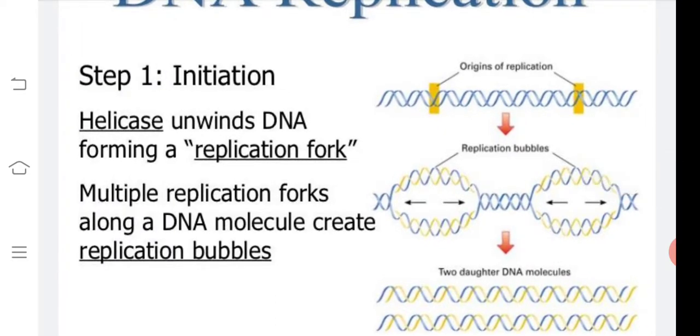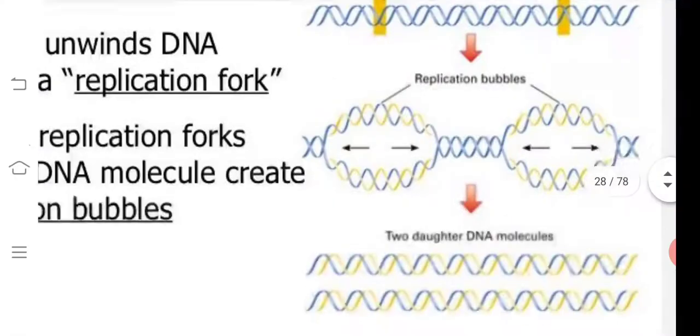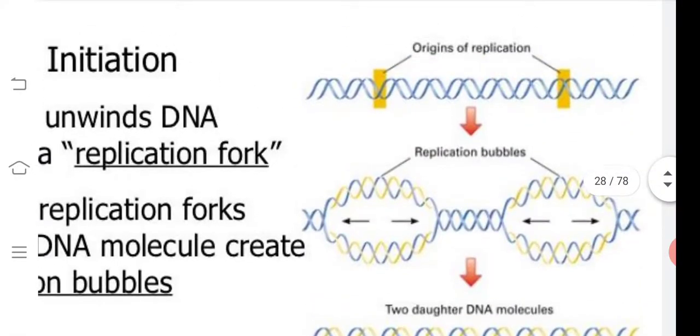To start this process, it is forming the replication fork. Because of the action of the enzyme, it shows a fork-like structure on DNA. That is called the replication fork. Multiple replication forks along the DNA molecule create replication bubbles. Do you follow? Replication bubbles, how are they getting formed?